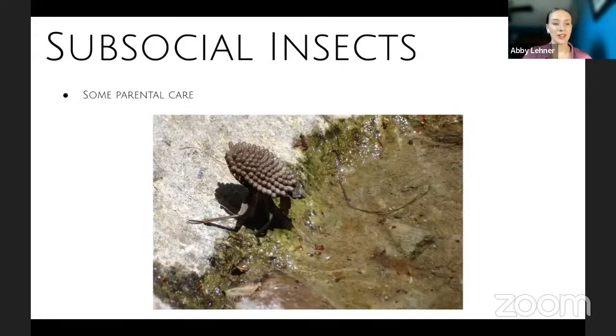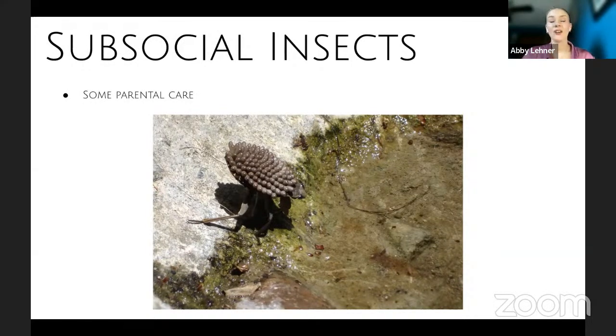The next potential level of sociality is subsocial. These insects communicate with each other. But in this case scenario, they also take care of their young, so they take care of their babies. But these insects don't all live together or have different jobs.